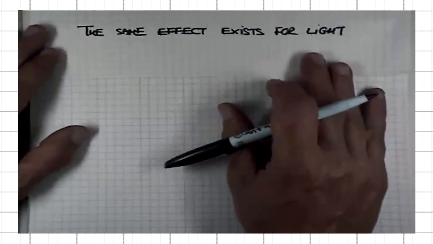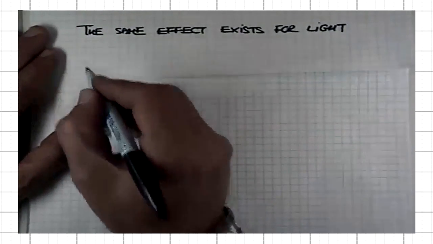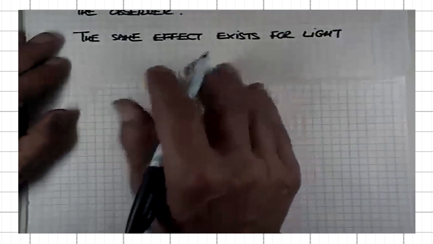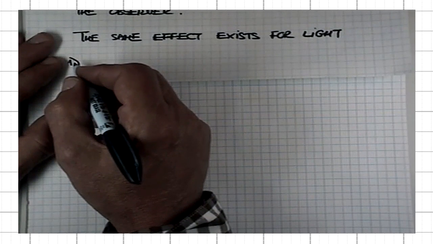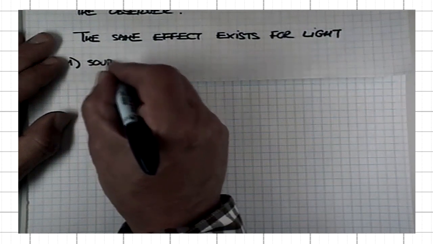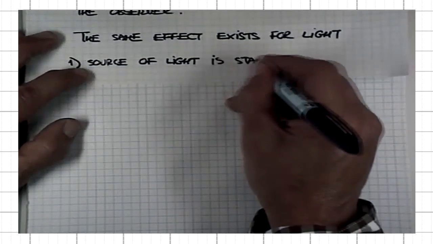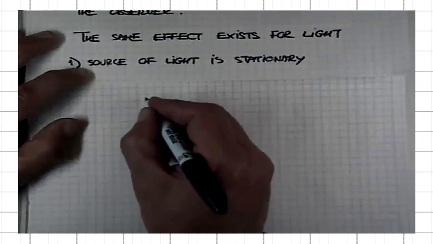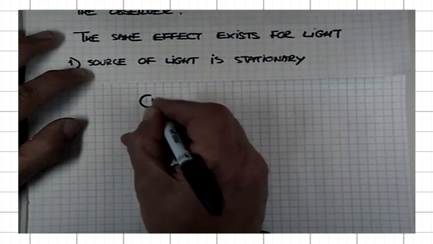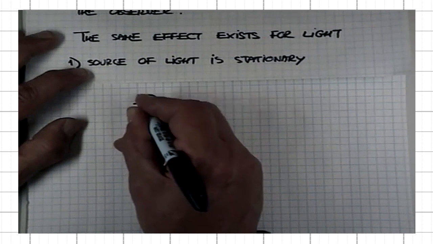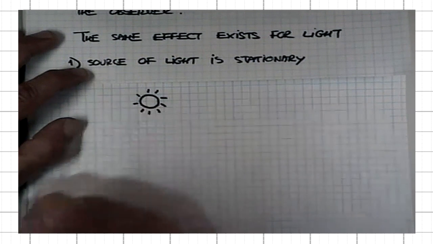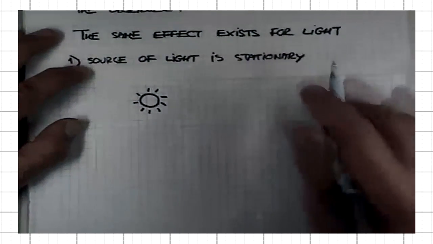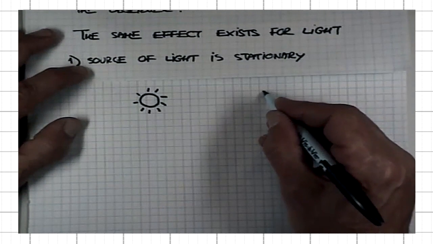Let me just explain this. Let's first look at the situation when the source of light is stationary relative to the observer. Okay, so here is the source of light, a star or a light bulb. It doesn't matter. Any source of light would do. And here is the eye of the observer.